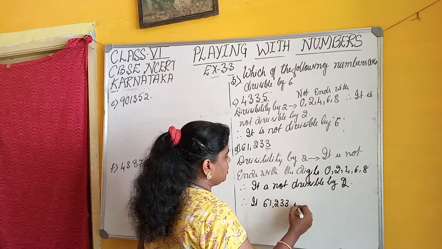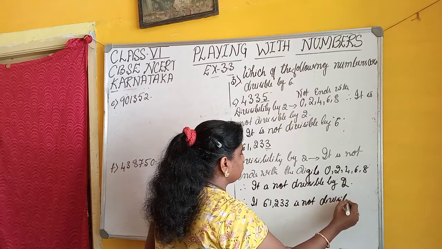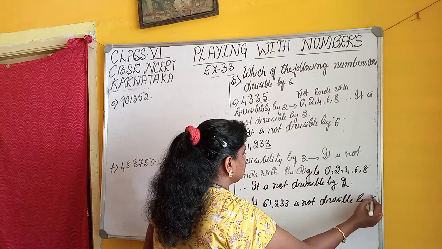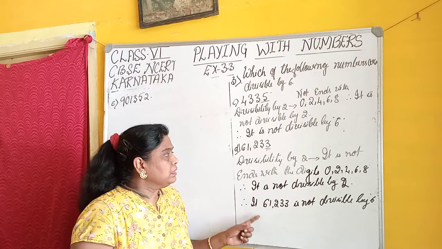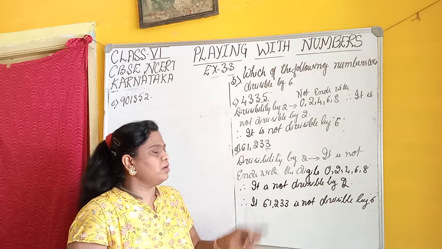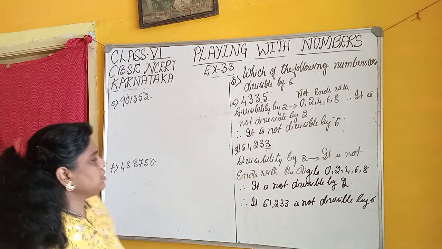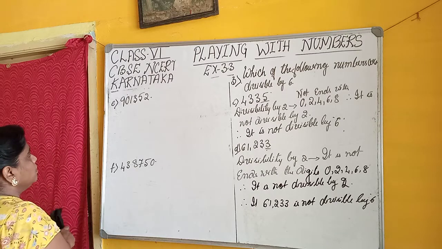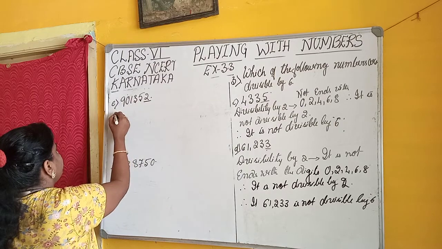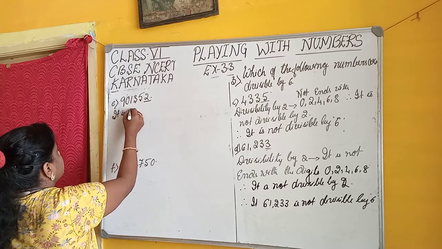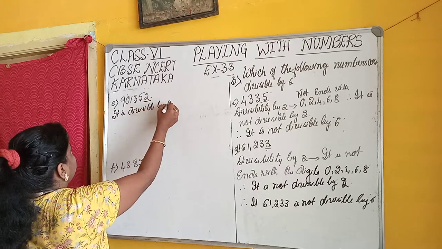61,233 is not divisible by 6, because for divisibility by 6, it should be divisible by 2 and 3 both. Therefore, it is not necessary to check that. Then here it ends with 2. Therefore, it is divisible by 2, because it ends with 2.